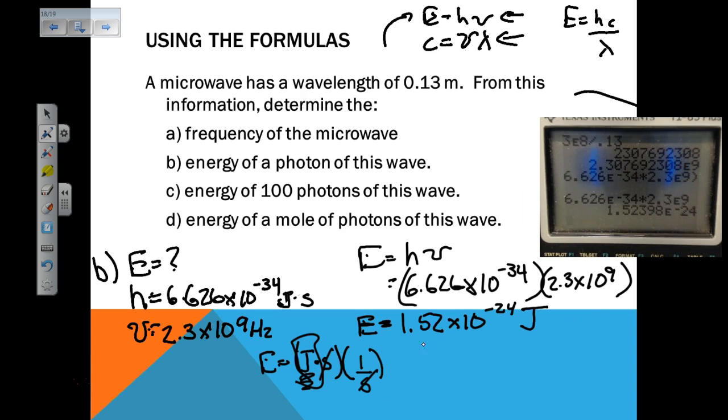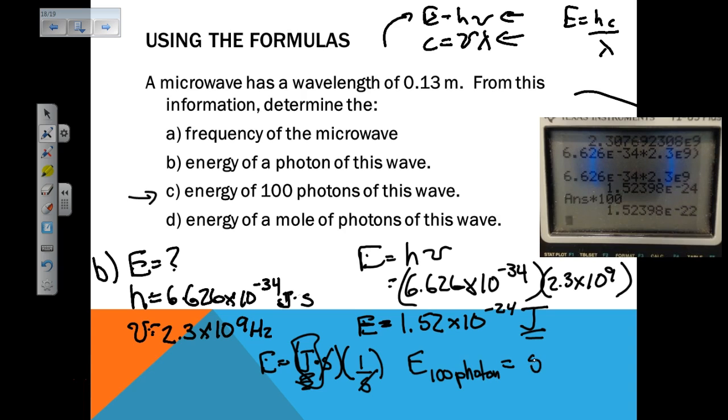Okay, so that's the amount of energy that one photon has. Now the question says, how much energy would be in 100 photons? Well, if one photon has this much energy in joules, I take that number and multiply it by 100, and that gives us the energy of 100 photons, equals 1.52 times 10 to the negative 22 joules. So you have 100 times greater energy.